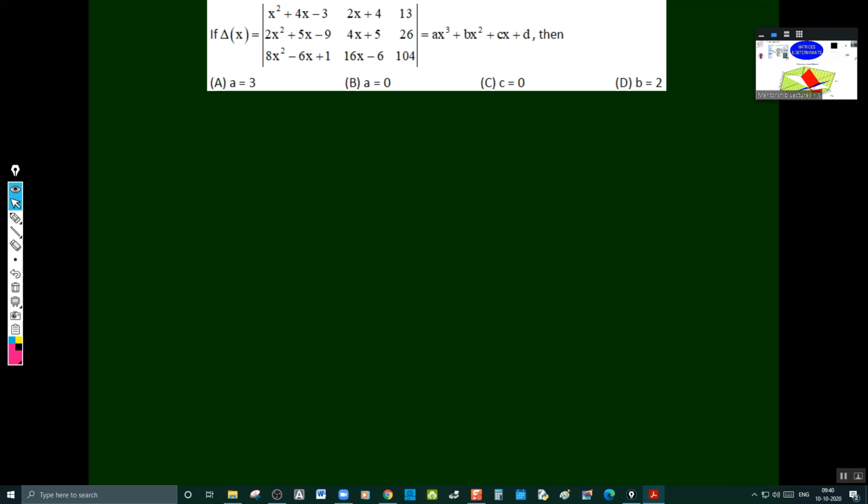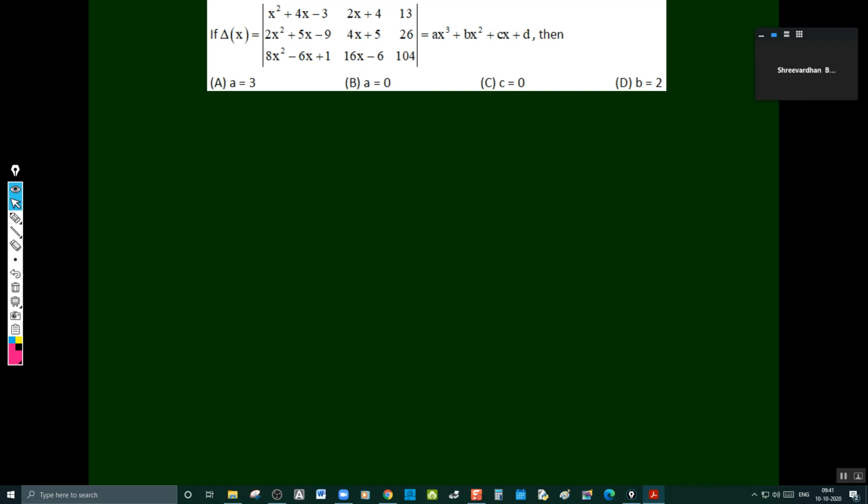Anyone, please, do you tell me the derivative of first column? 2x plus 4. 2x plus 4. And then 0. Sir, we will have to take the derivative in 3 parts, right? First the derivative of one row separately, then the second row, then the third row. But why do we need to take derivative?